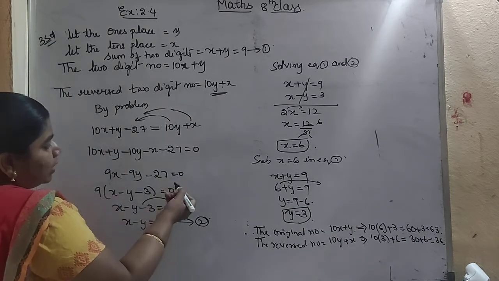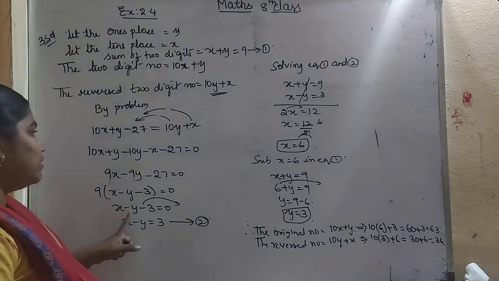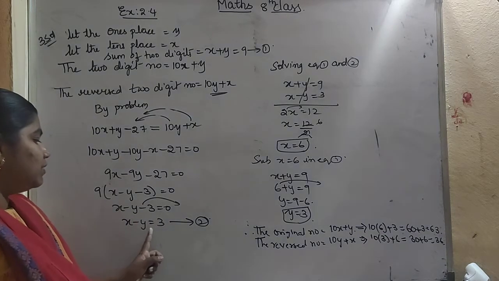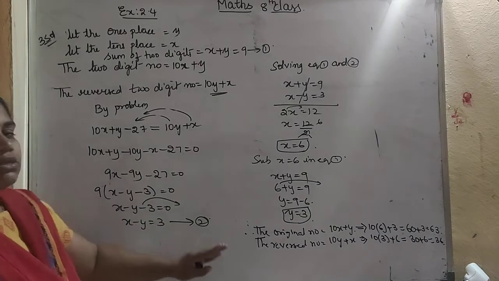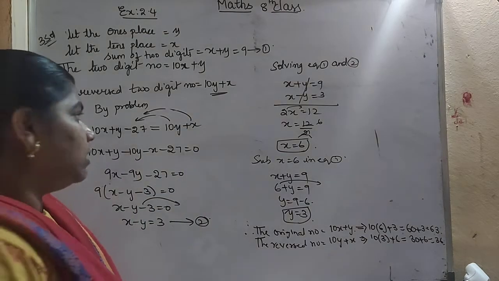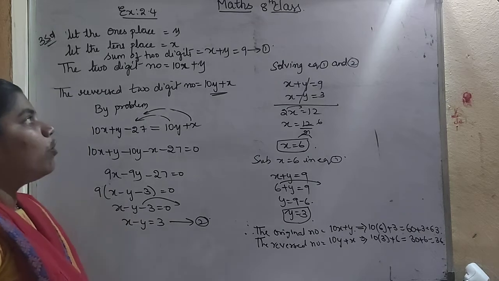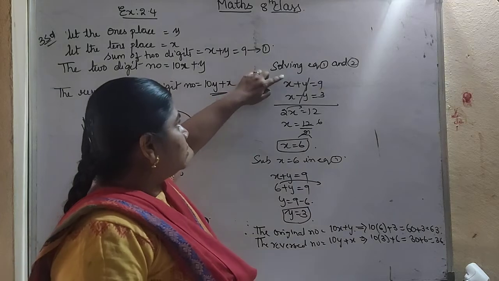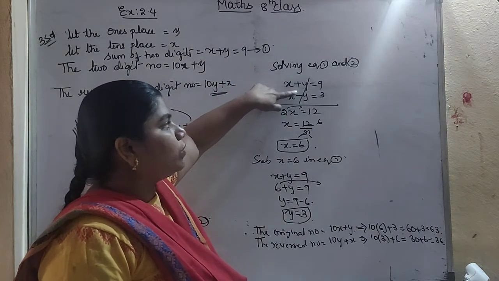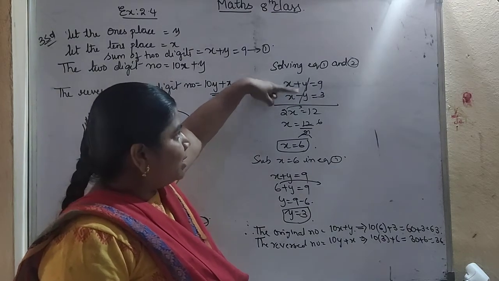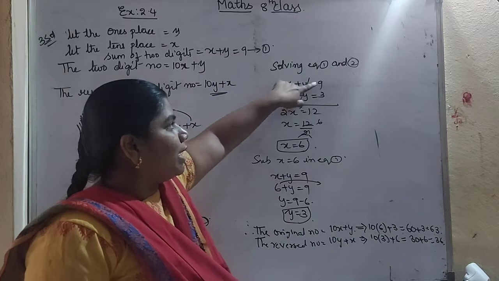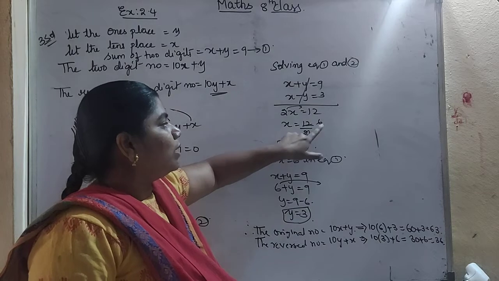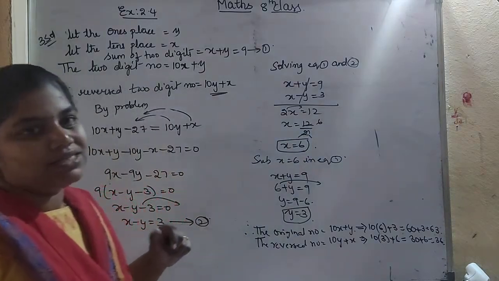If you send this 9 to the other side, that will become 0. So what is the remaining expression? x minus y minus 3 equals 0. That is x minus y is equal to 3. I am transposing minus 3 to the other side, that will become plus. So this is equation number 2. Now what are we doing? We are adding equations 1 and 2. So plus y and minus y will be equal to 0. I have cancelled. x plus x is 2x, 9 plus 3 is 12. Transpose the 2 to the other side, that will become 12 by 2. 2 ones are 2, 2 sixes are 12. So the x value you got is 6.